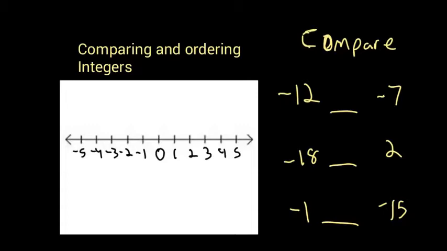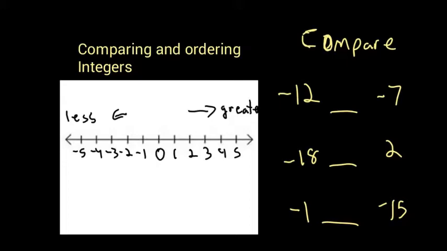Alright, we're going to compare and order integers. So I got my number line there, just like when we were talking about introducing integers. And so, as you move to the right, the values get greater. And as you move to the left, values get less. So, it doesn't matter if you're working in the positives or negative. If the number's to the left, it's less. If the number's to the right, it is greater.